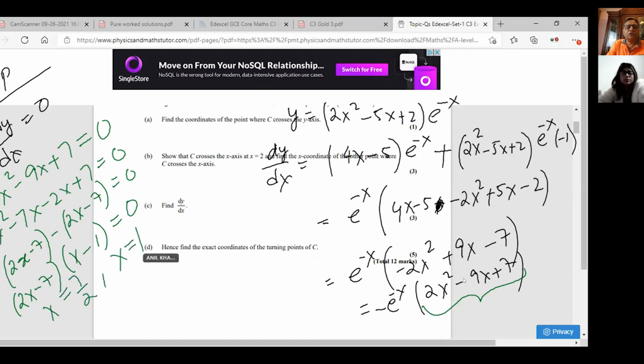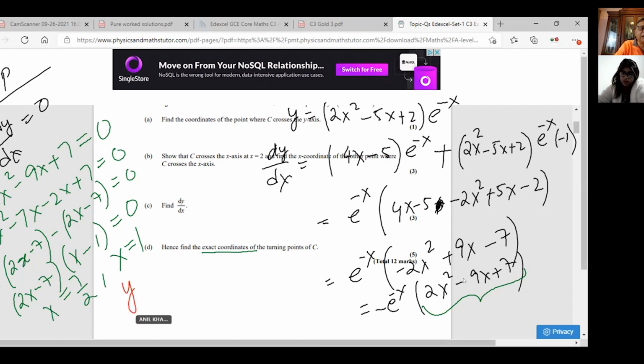Correct? So find exact coordinates. When they say exact coordinates, you have to find the y value. Plug it in. Don't miss that part, otherwise you lose marks. It's 12 marks, so you lose 2.5 marks, right? So plug it in and calculate. Is that clear to you?